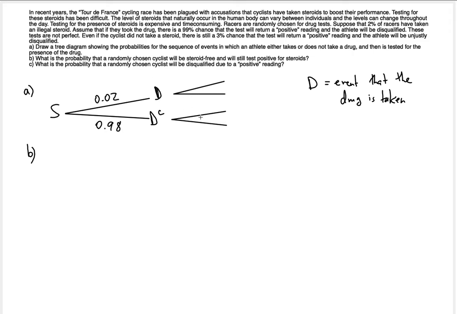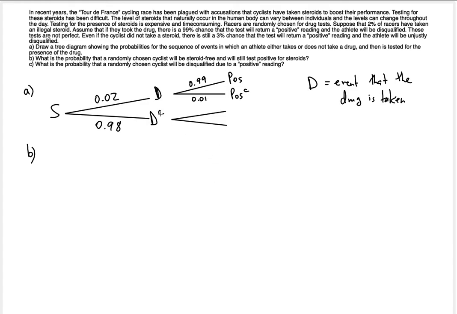The next thing is, given that you take the drug, what is the probability that you're going to test positive? How do we determine this probability? Well, we have to go back to the text. It says that if you took the drug, there's a 99% chance that you will return a positive result and be disqualified. So 0.99 is the chance of scoring positive on the test, and we can label it as POS. And of course, 1 minus that will be the complement of POS, so that's going to be 0.01.